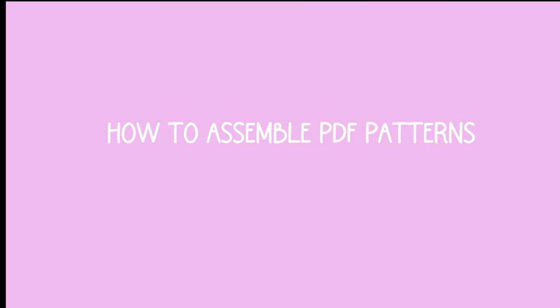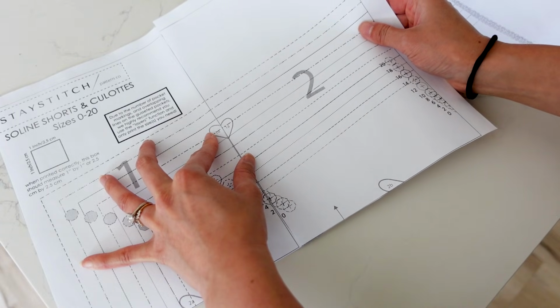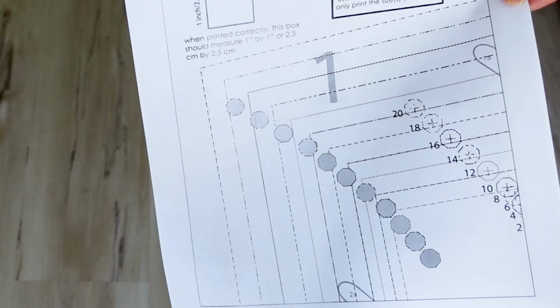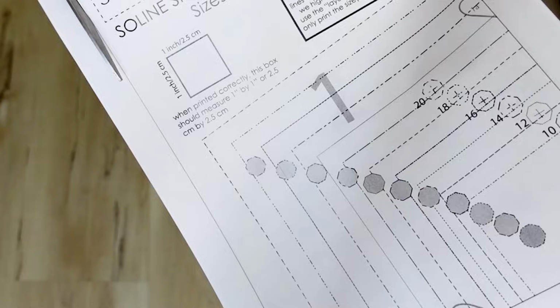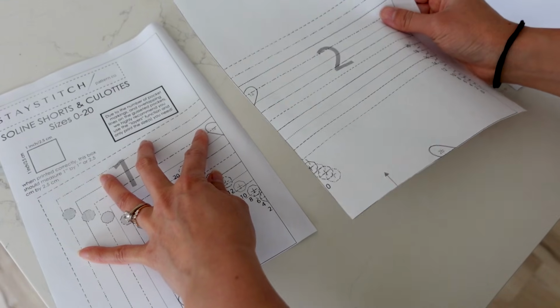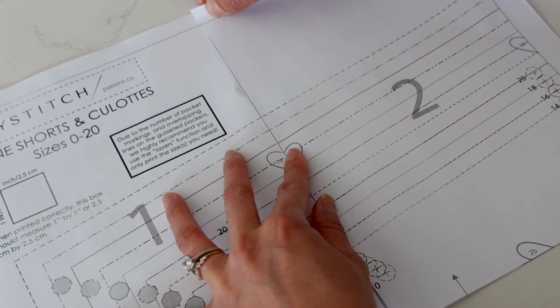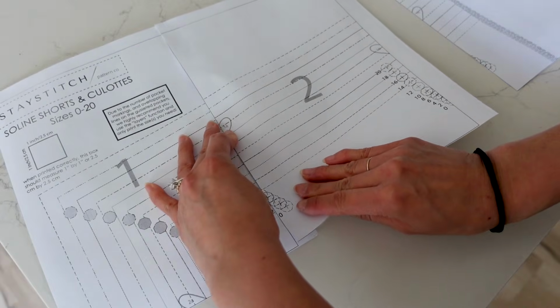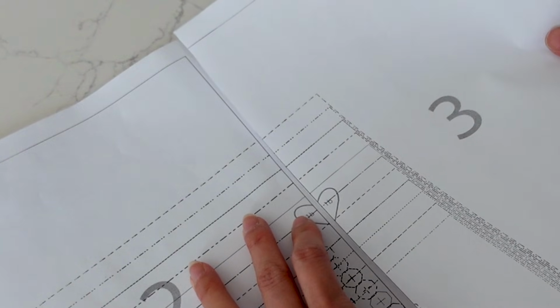All right, so we printed our pages. Now, how do we put these things together? So there are a few ways to put together the print at home sewing pattern files. My favorite way is to trim off the left and bottom border of each page and then glue them together. All patterns are different, but most will have page numbers and symbols along the edges of the borders to help you match them up. Our Stay Stitch patterns have both.